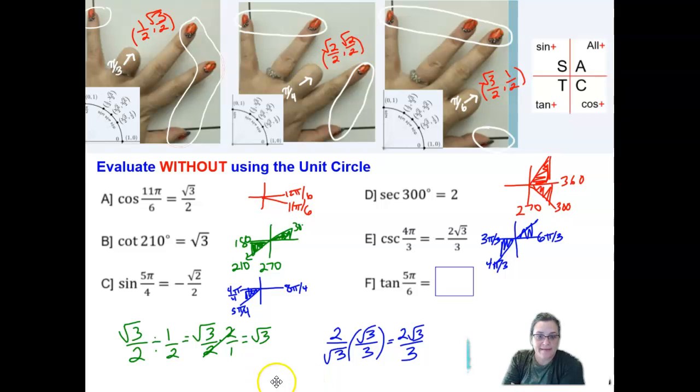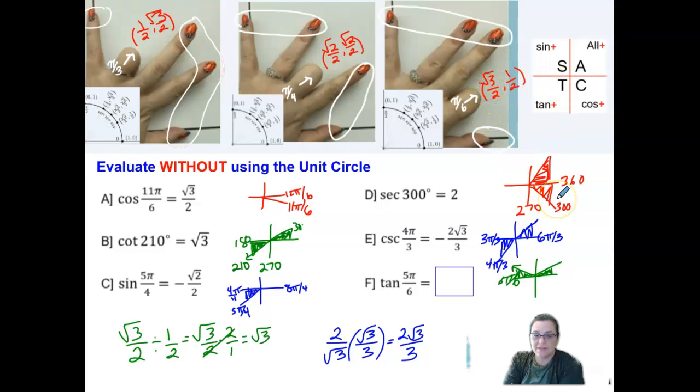Okay, then we're going to look for the tangent of 5 pi over 6. So this would be 6 pi over 6, which puts 5 pi over 6 right above it in quadrant 2. Tangent is negative in quadrant 2 and has a pi over 6 reference angle. So we bend that pointer finger and we have root 3 over 2 comma 1/2.